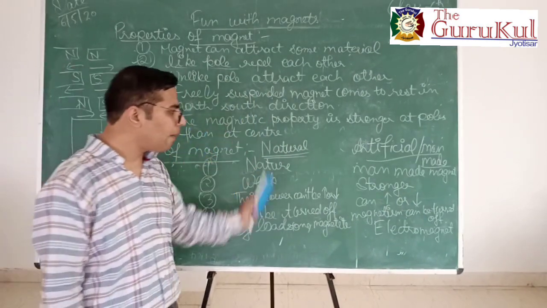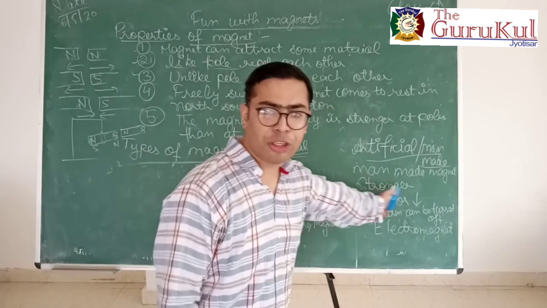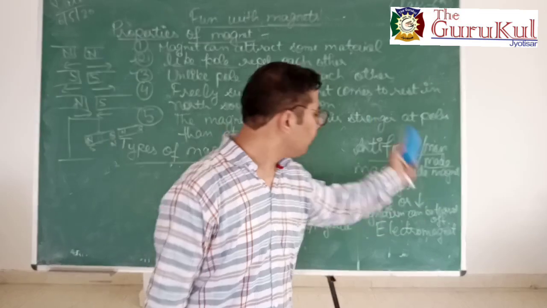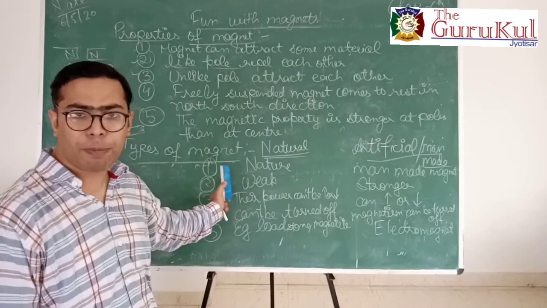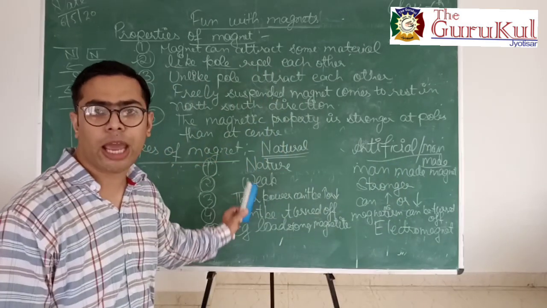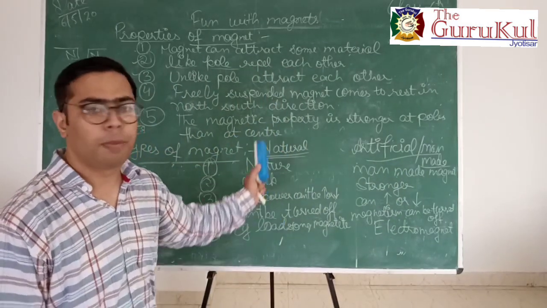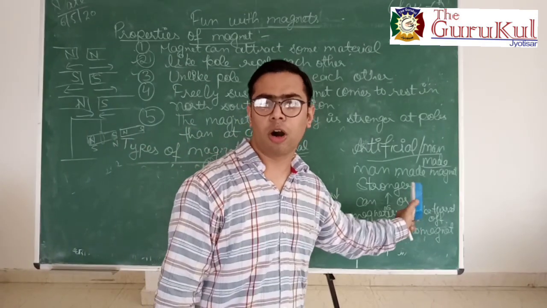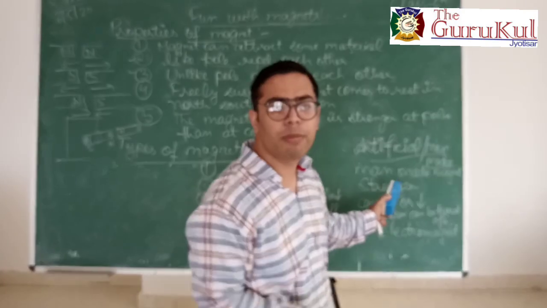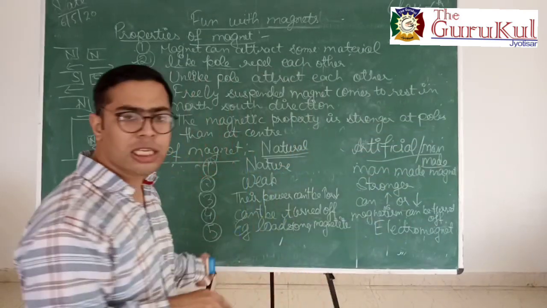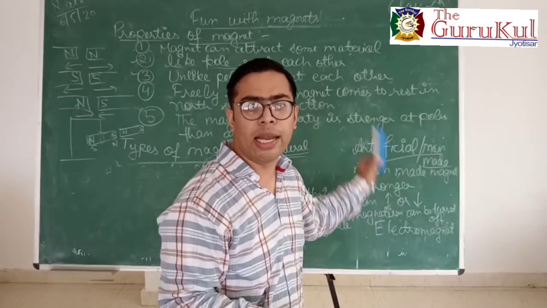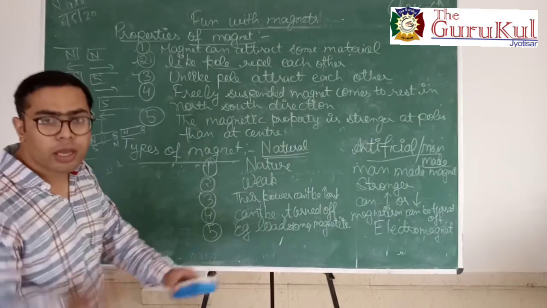I repeat again, two types of magnet: natural magnet, artificial magnet. They are found by nature, found from nature. They are made by man. They have weak power of attraction and repulsion. They have stronger power of attraction and repulsion. Their magnetism cannot be turned on or off, but their power can be turned off or on. Their power cannot be increased or decreased, but their power can be increased or decreased. Last point, the examples: lodestone and magnetite, and the example is electromagnet. Okay, clear, students?